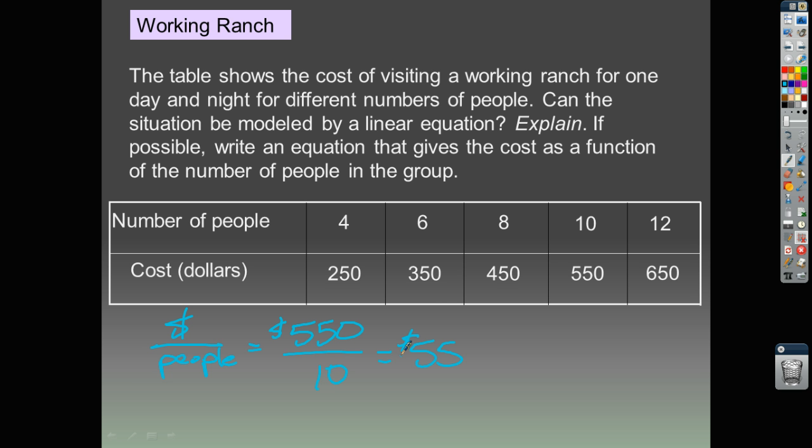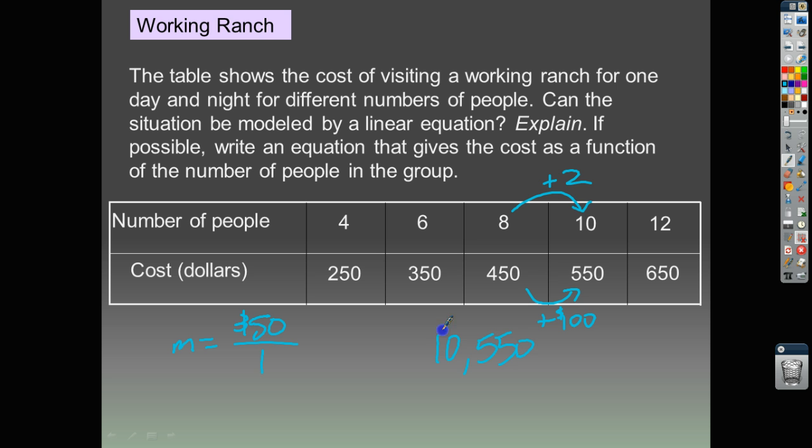Now, we need to find... actually that doesn't work. That's if it was a proportional relationship. So what we really need to do is see how much it goes up. It goes up 2 right here, and it goes up $100 here. So my slope is $50 per one person. And then we'll use this 10, 550.